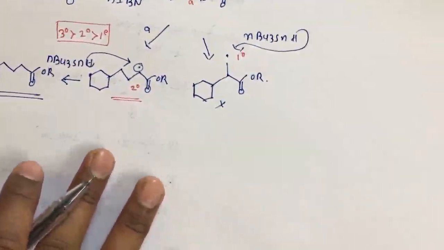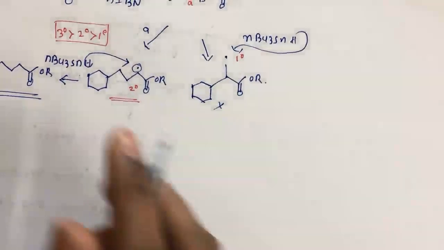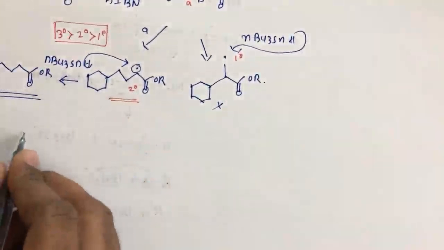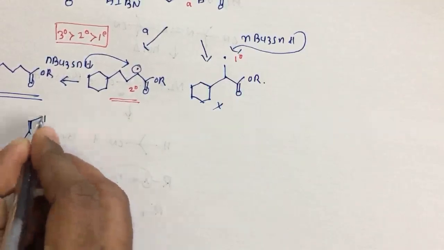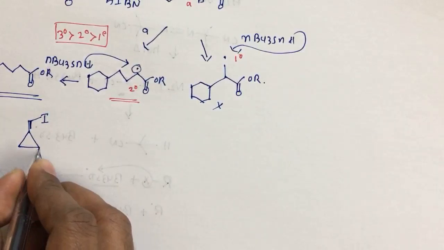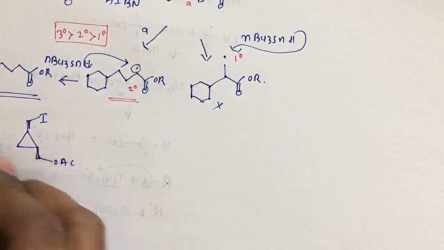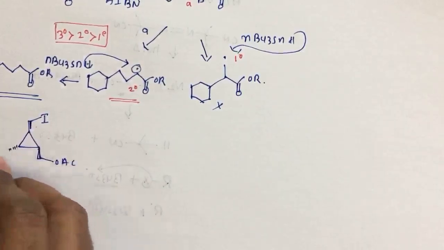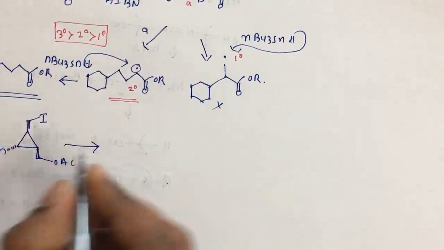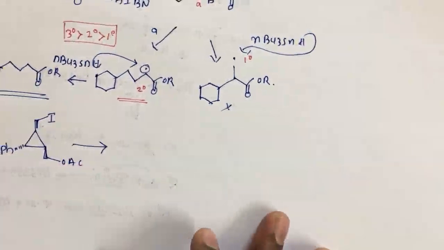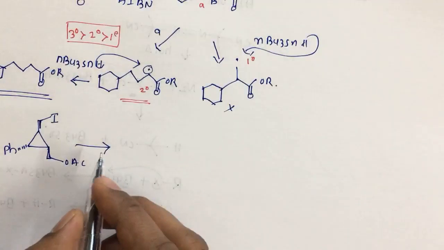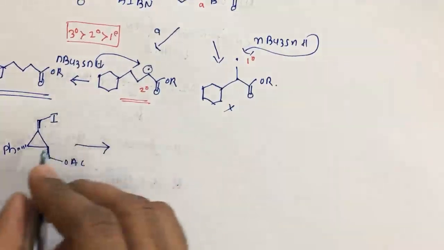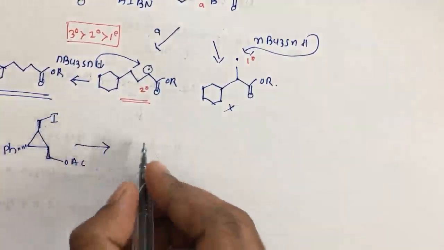And then we have the next example, OAc. In this case the driving force is ring strain, because the cyclopropane ring is unstable. Because of that reason, this ring gets cleaved.